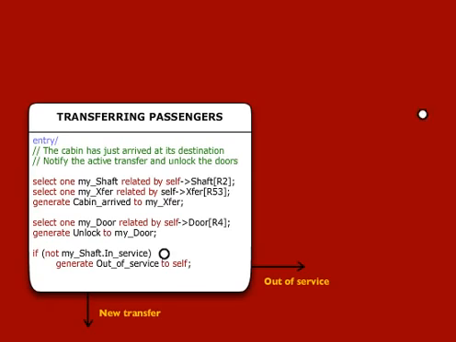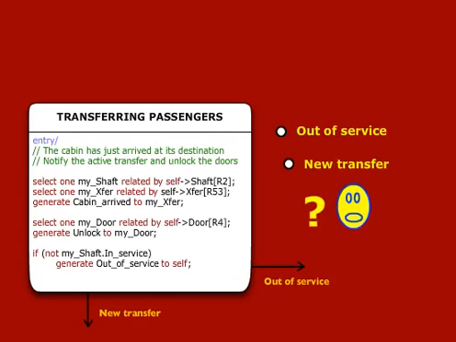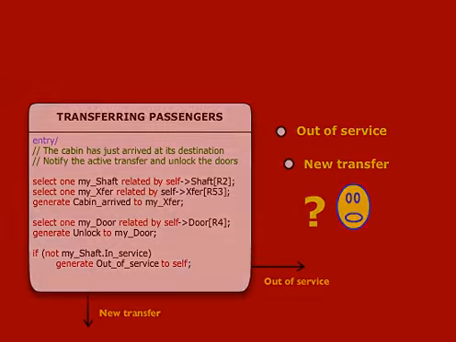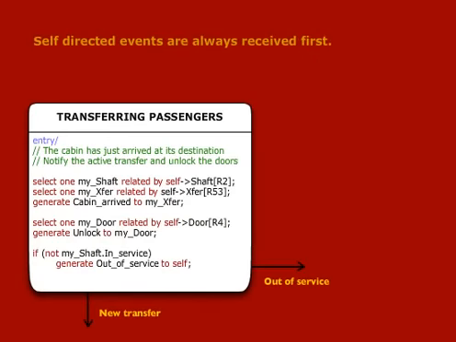But what would happen if a new transfer event occurred at the same time? Without our self-directed event rule, we could end up processing the new transfer and ignoring the fact that the shaft is out of service. Incoming events should not interfere with our choice to force a transition. Since an object always receives self-directed events before events from any other source, internal decisions won't be compromised.